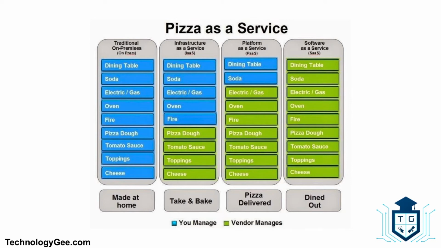Then you have the take and bake, that will function as your infrastructure as a service. If you're having pizza delivered to your house, that'll be platform as a service. Or if you have dined out, that will be your software as a service. And everything in green is the things that the vendor of your pizza manages, and everything in blue is everything that you manage. So hopefully this will help you guys understand the differences between the various cloud platform services.